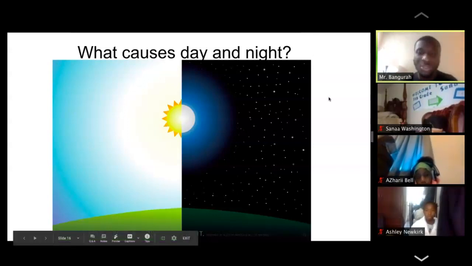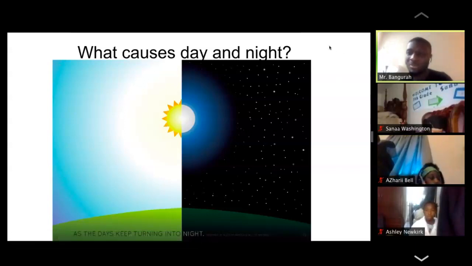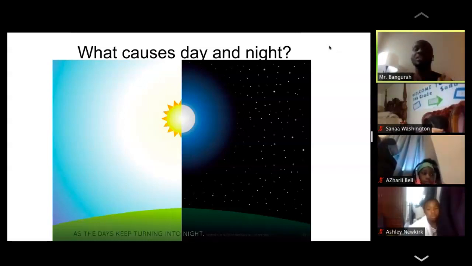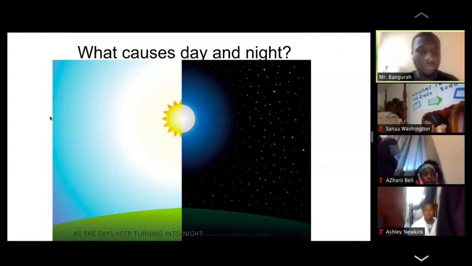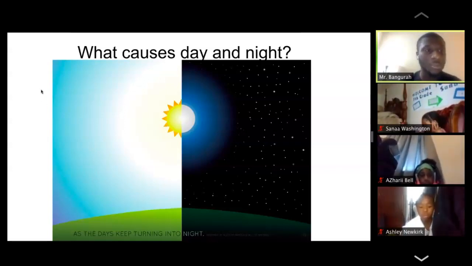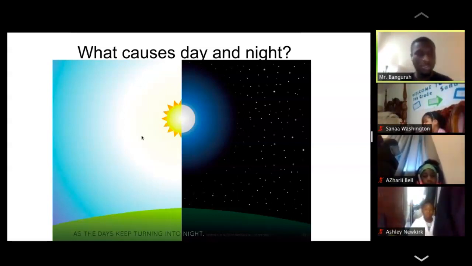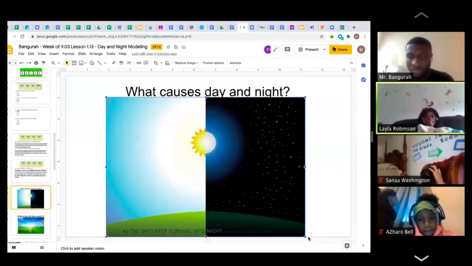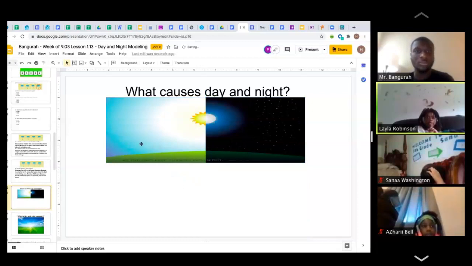Can you see the moon during the daytime? Who thinks that they can see the moon during the daytime? Who thinks they cannot see the moon during the daytime? Okay. Got Newkirk. Okay. Layla, talk to me. You said a little. Can you unmute yourself? Go ahead. It's like you can't really see the moon, but if you look really closely, when the sun is about to rise, you can see the moon a little.